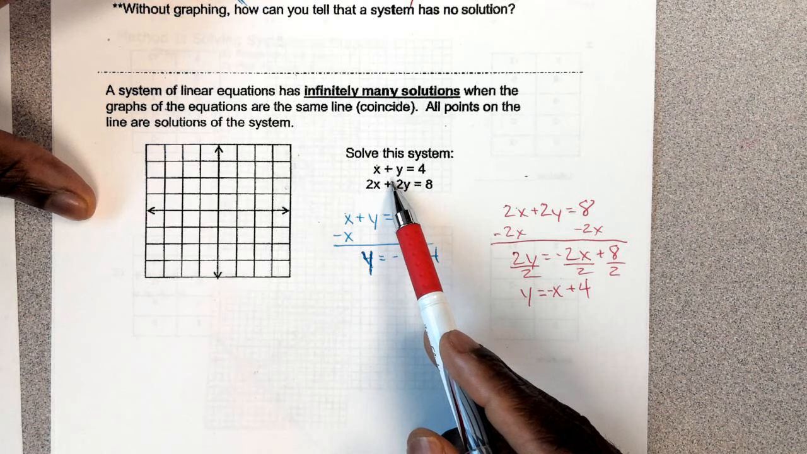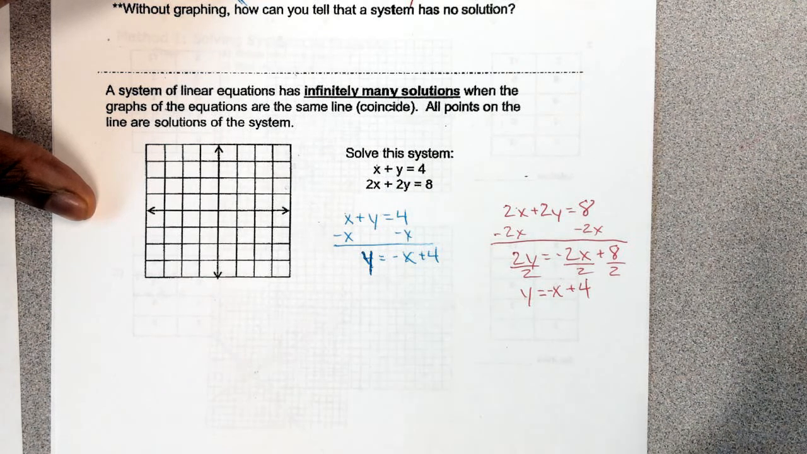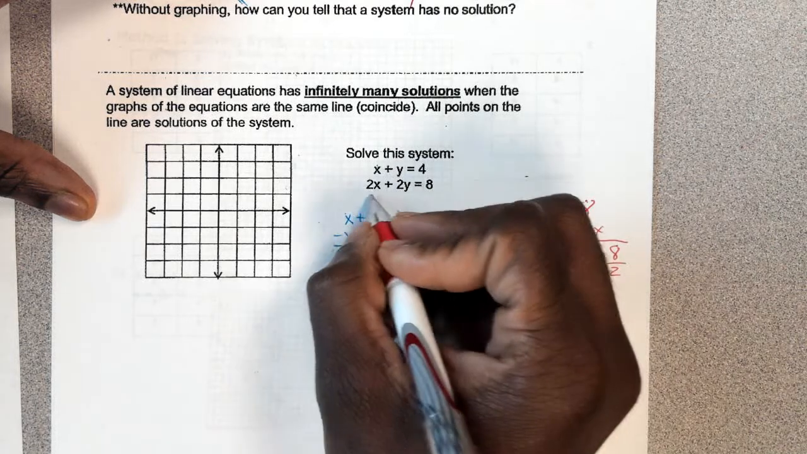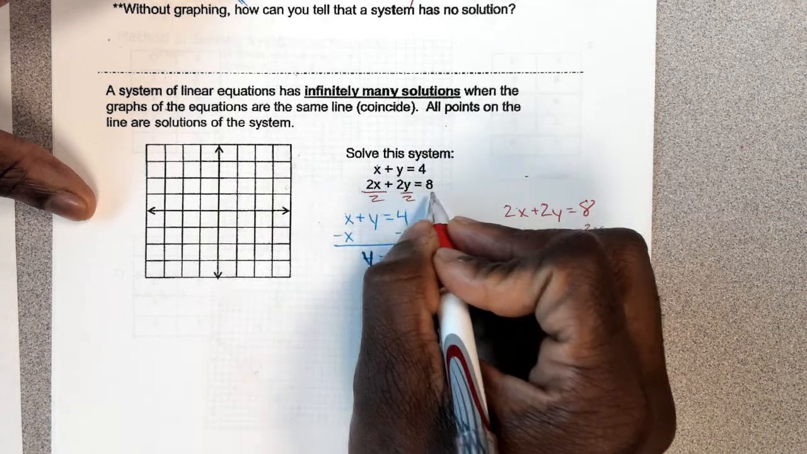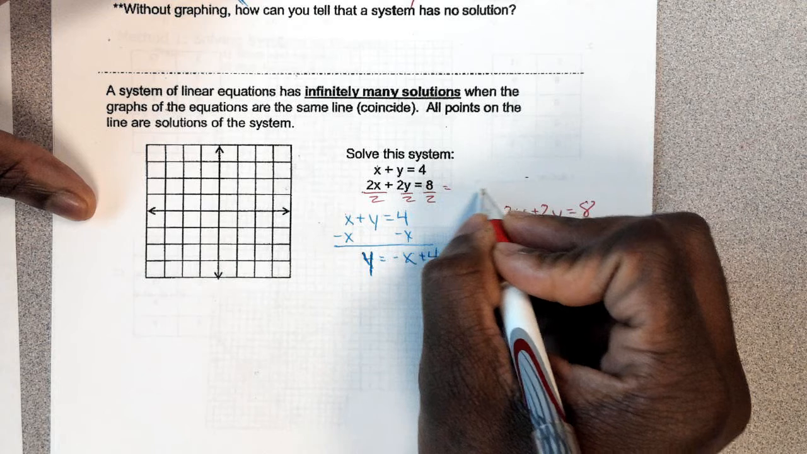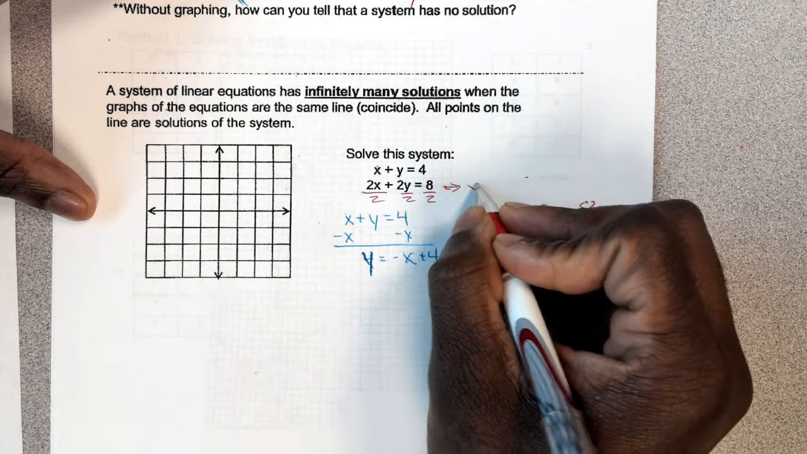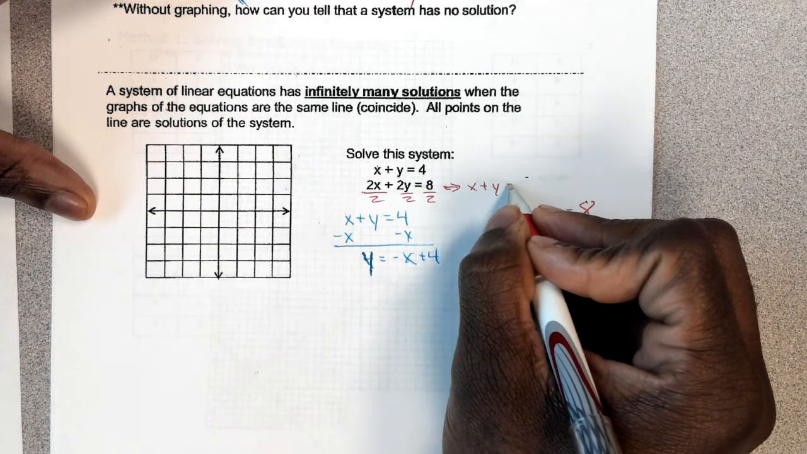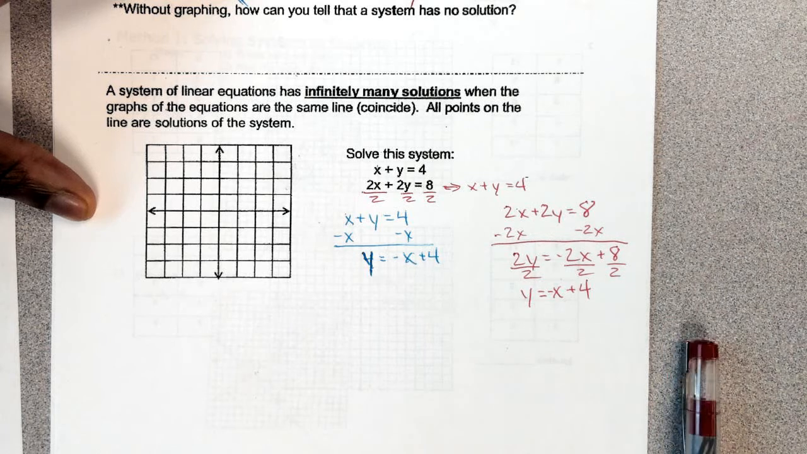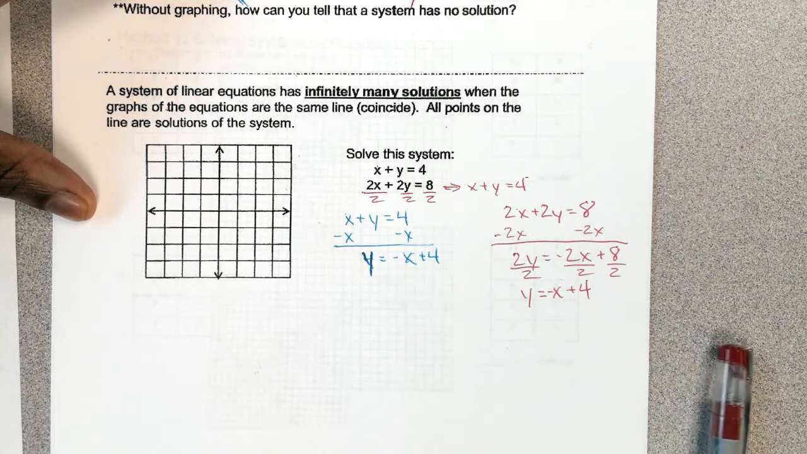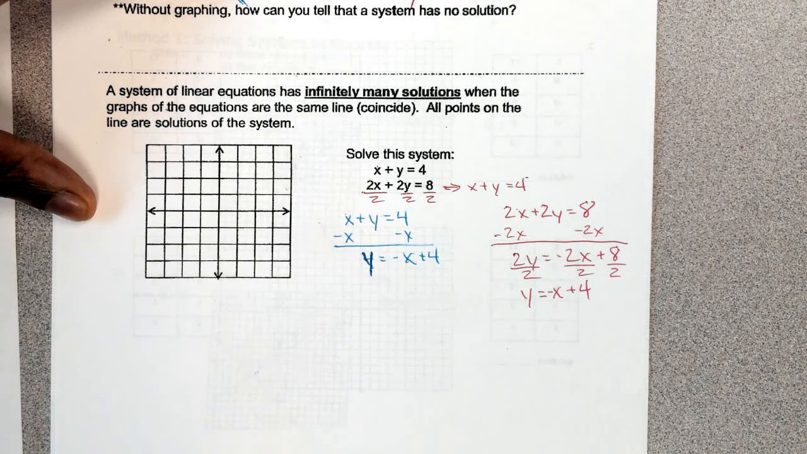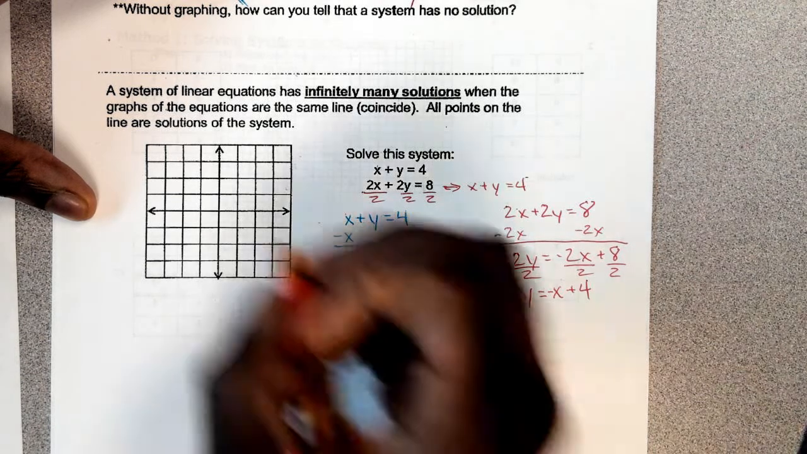You have to make sure you solve it into one form or the other. Or I could have just divided everything by 2 and saw that it was the same equation. But the easiest way, get into slope-intercept form. That way you can see that they are in fact the same equation.